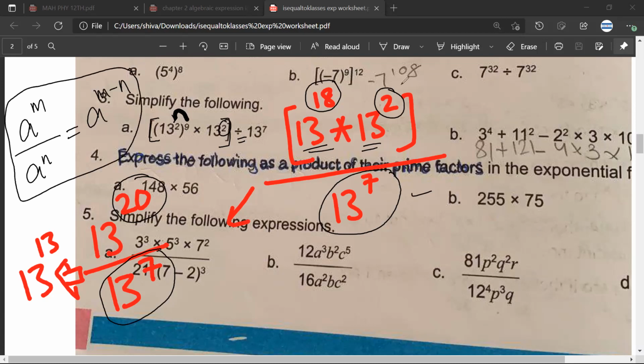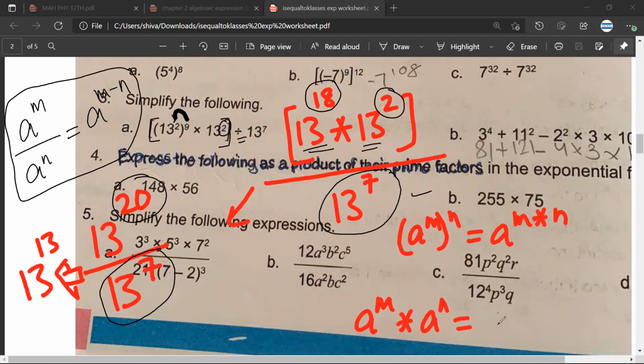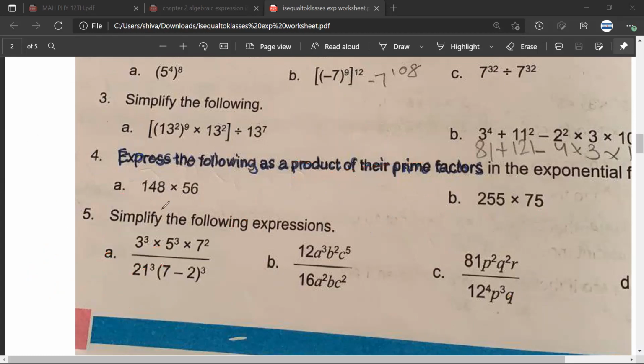The rules that I have applied here are these. Let me change the font one second. The first rule that I applied was A raised to power M whole power N is equal to A raised to power M into N. The second rule that I applied was A raised to power M into A raised to power N is equal to A raised to power M plus N. And then what I applied was this rule. Satya, are we clear? Yes, sir. Okay, Sarthak, how should I do the fourth one?